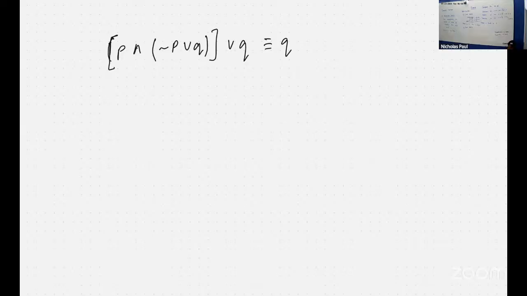Right, so try that there. Hold on, before you start, to make sure I write it down properly: P and the negation of P or Q, all in brackets, or Q is equivalent to Q. Try that. If you get it, message QED. Everybody, please.